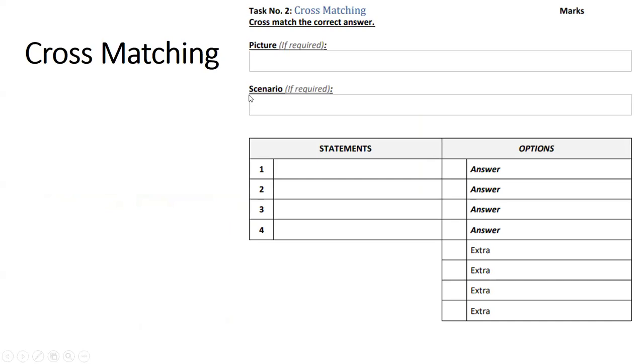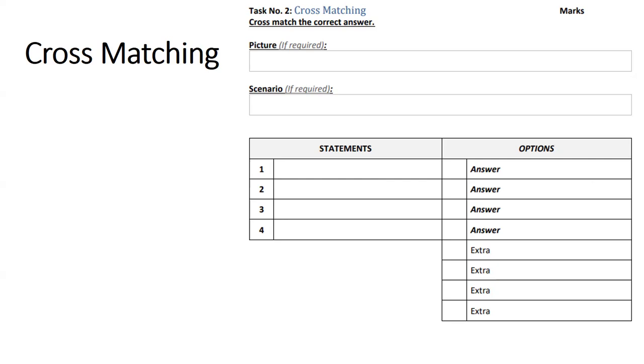Cross matching is one in which you have to provide 4 options, and in front of each option, you have to give the correct answer. 5 statements. The option should be the right one in front of the statement. Every statement should have a correct answer, and the extra one should be below the correct answers and below the statements.